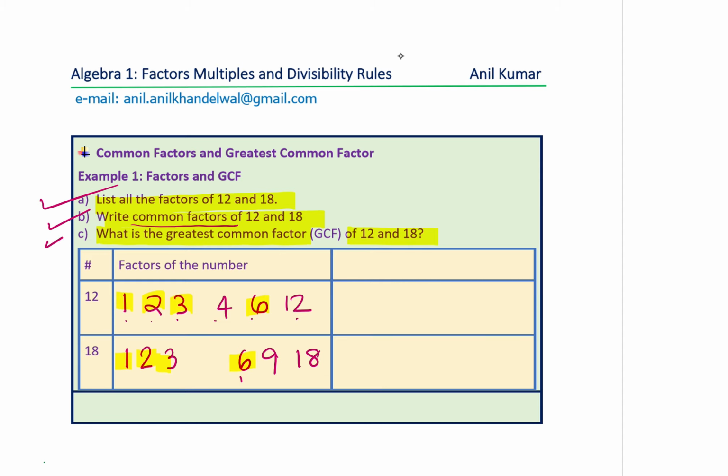And the third part, which is C, is to figure out the greatest common factor. We're going to use GCF for greatest common factor. The greatest common factor, of course, is 6, and from the list we can easily see that it is the number 6. Simple process, correct? Yes, this is very useful information.